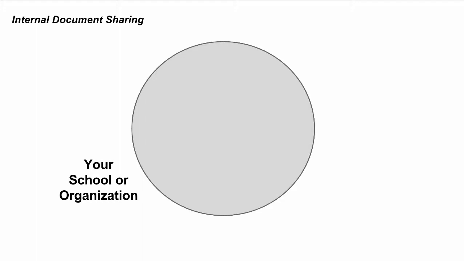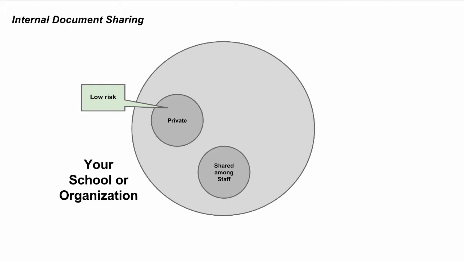Let's imagine this circle represents all the documents and files that exist on your school's or organization's domain. Some of those documents are private. These are the least concerning from a FERPA perspective. Another portion of the documents are shared just among staff. The concerns associated with these documents increase with the number of collaborators on the document. The more collaborators, the more potential for human error.